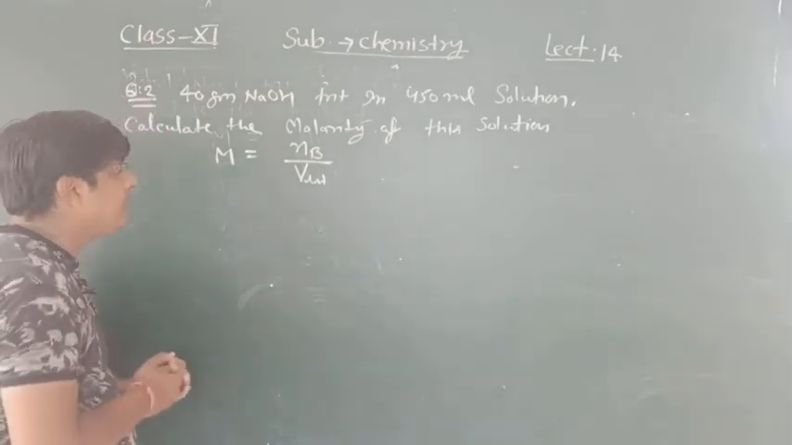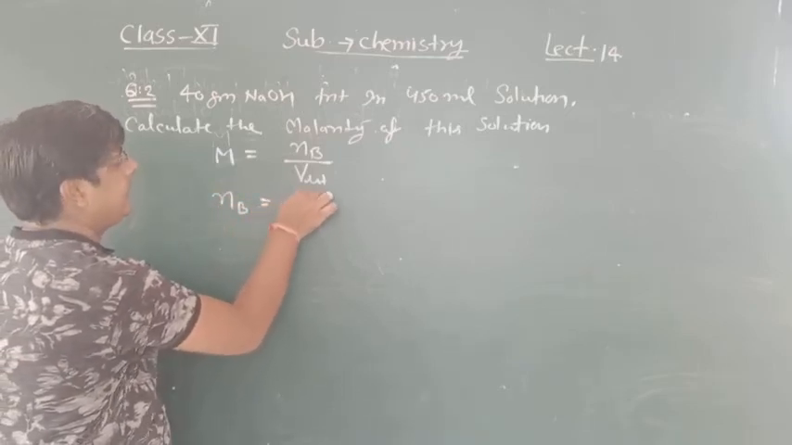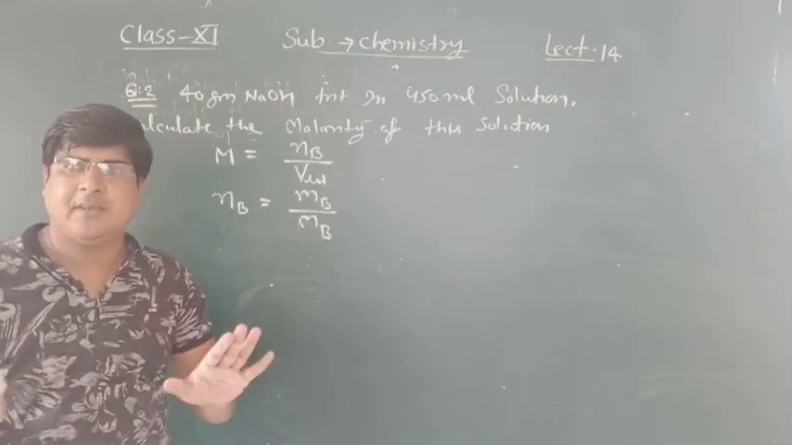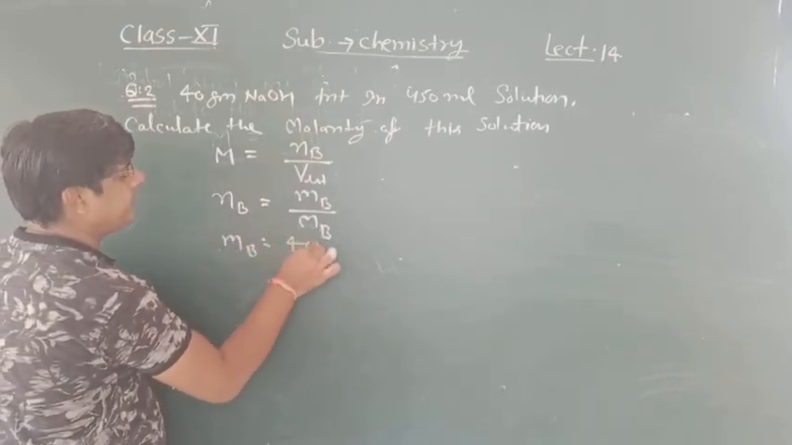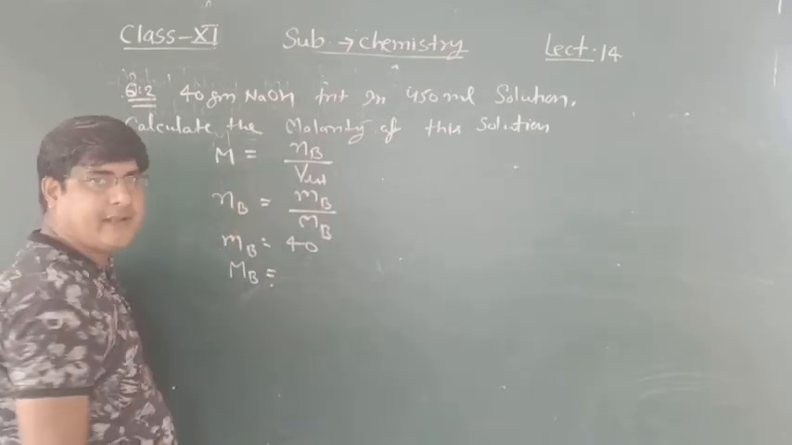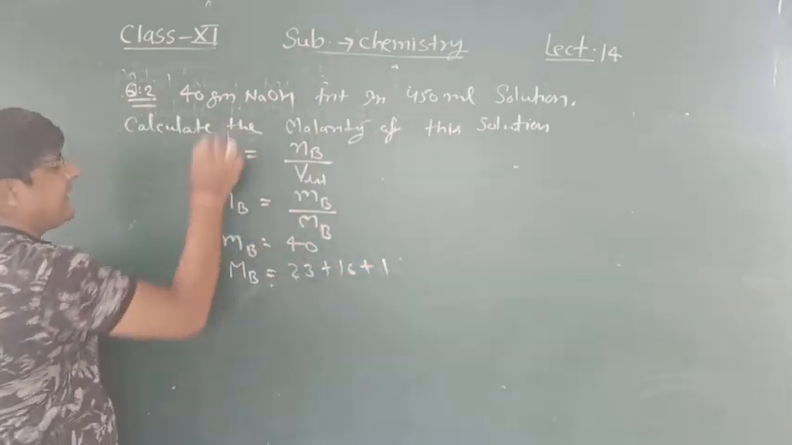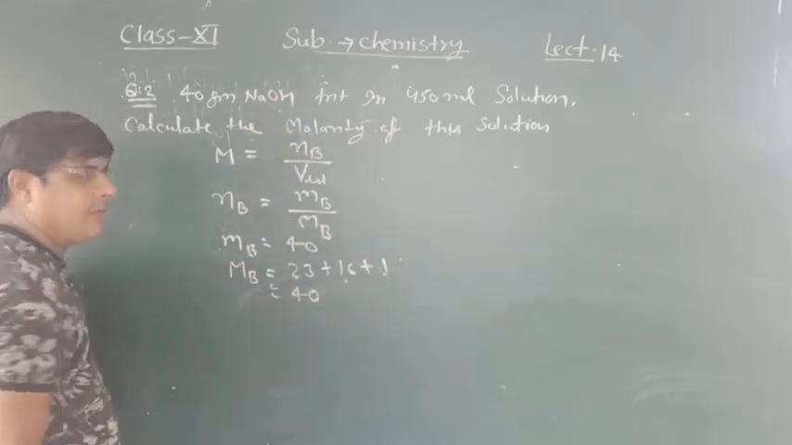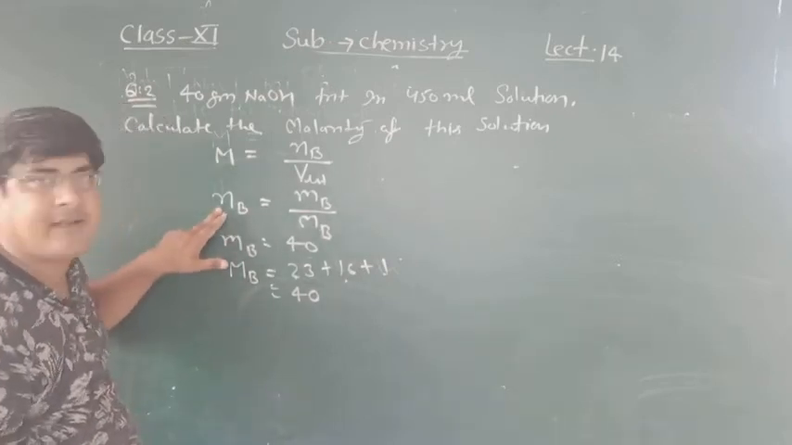So how will you find it? We know very well the number of moles will be mass upon molar mass. 40 gram, gram means here mass is given. So mass is 40, and molar mass M_B is the molar mass of solute NaOH. NaOH means 23 plus 16 plus 1: 23 of Na, 16 of oxygen, 1 of hydrogen, so 40. This is the molar mass of NaOH. We can easily find out the n_B.